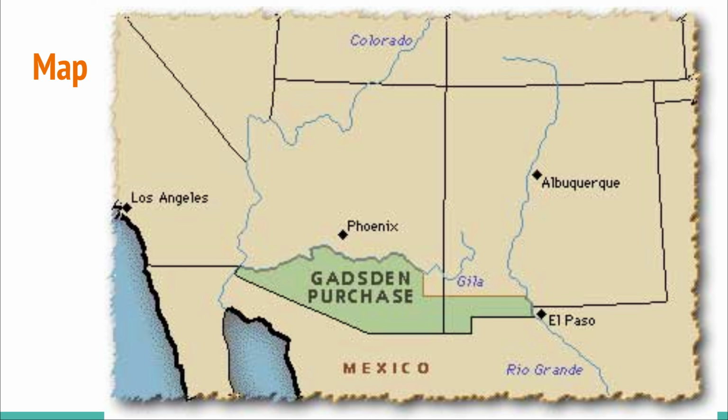So here is another picture of the Gadsden Purchase, just to give you a better idea of where it is. You can see that it is the southern part of Arizona and New Mexico now.